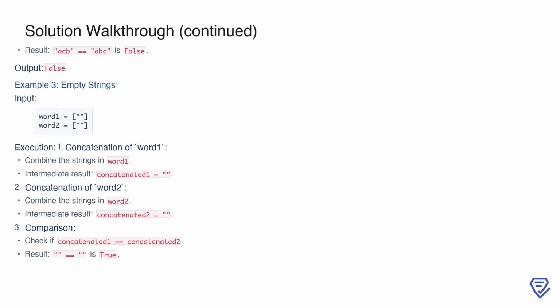The third example introduces a scenario with empty strings. When both word1 and word2 contain only an empty string, the concatenated result for both is simply an empty string. Here, combining the single element in word1 results in an empty string, and the same happens for word2. Comparing these two empty strings, we find that they are equal. Thus, the output for this case is true. This example shows that the solution handles edge cases like empty inputs correctly.